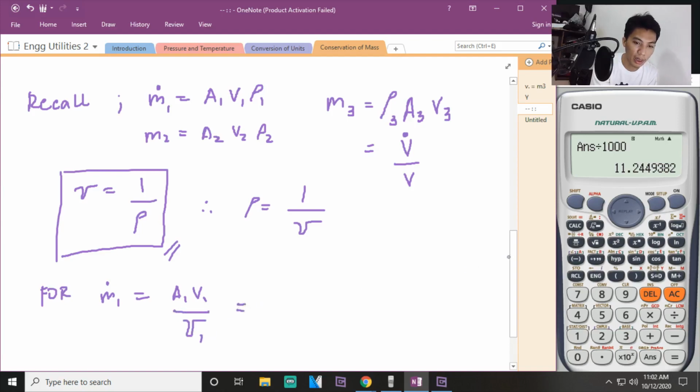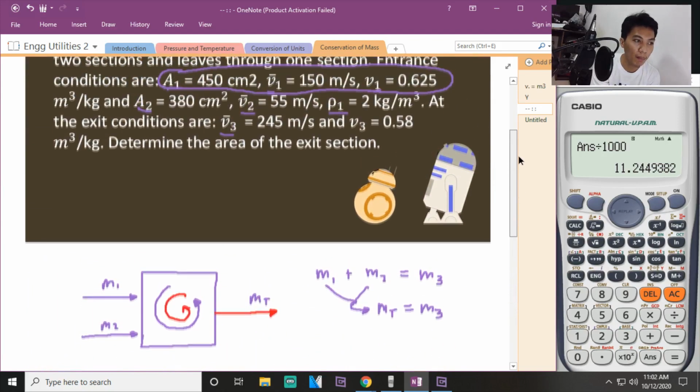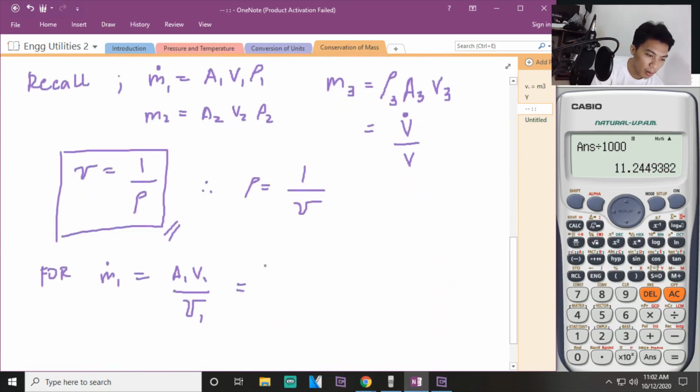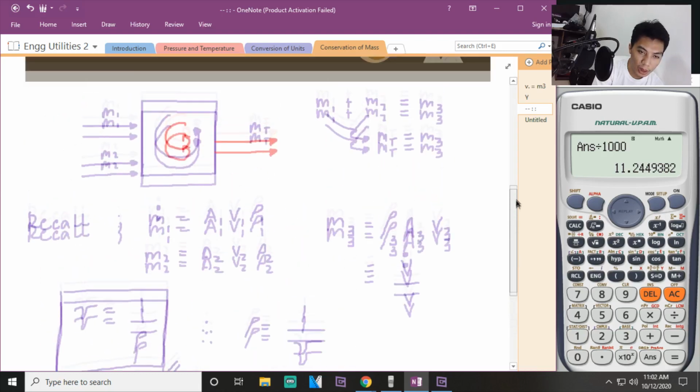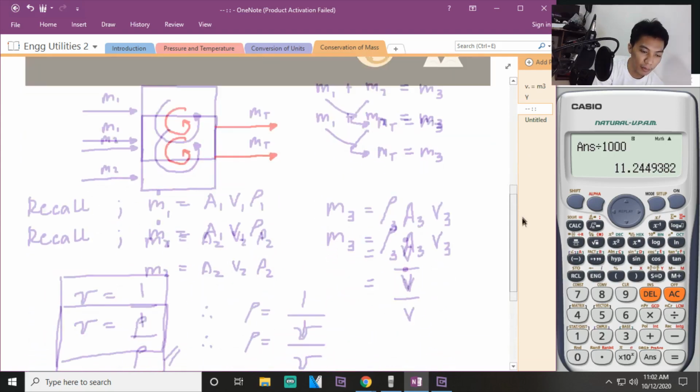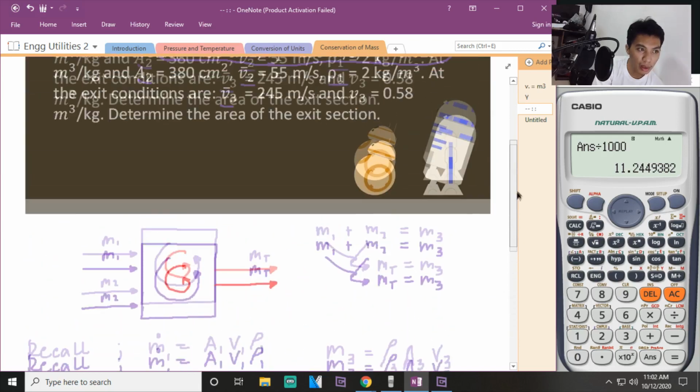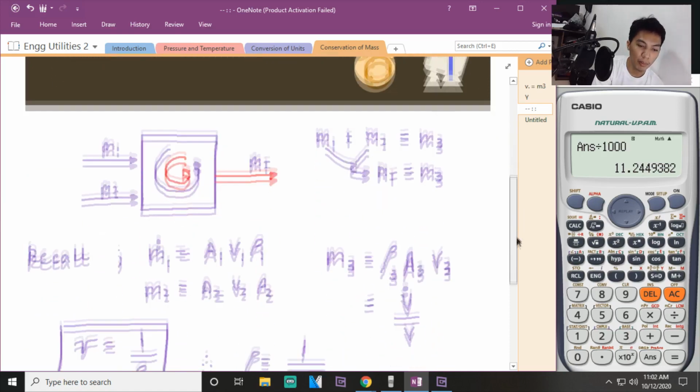Ano yung A1 natin? That is piping area. Okay, 450 cm squared times the velocity V1, 150 meter per second. Kaya lang, ang given dito is in cubic meter per kilogram.